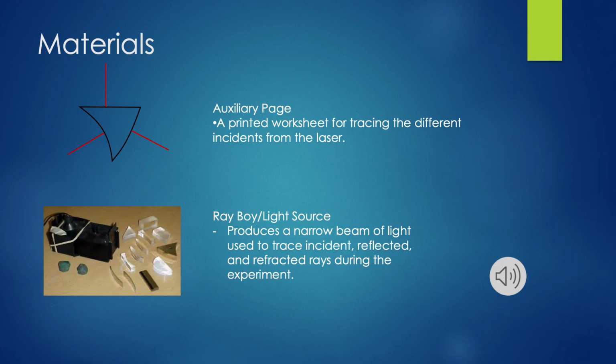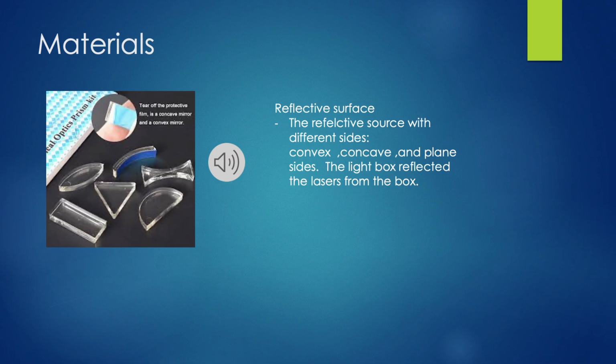Auxiliary page, a printed worksheet for tracing the different incidents from the laser. Ray box/light source: produced a narrow beam of light used to trace the incident, reflected, and refracted rays during the experiment. Reflective surface: the reflective source with different sides, which were convex, concave, and plane sides. The light box reflected the lasers from the box.